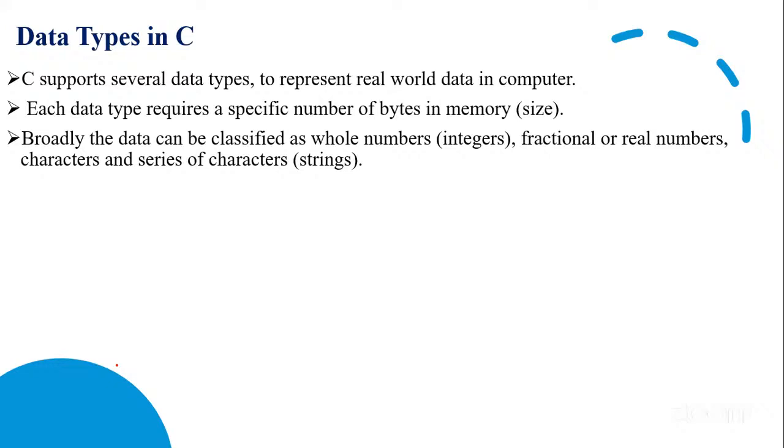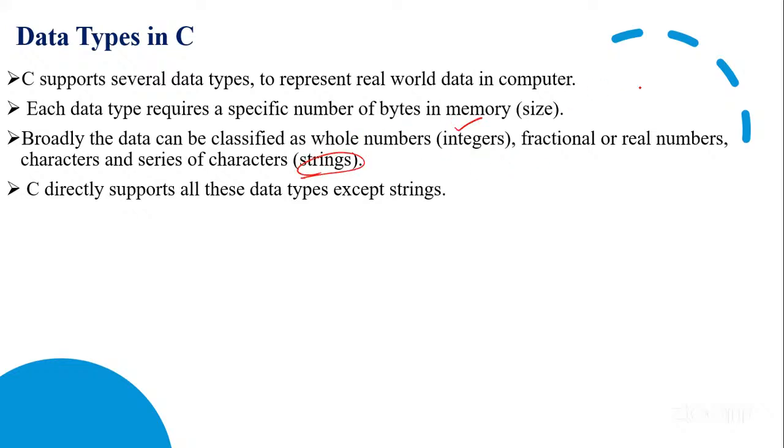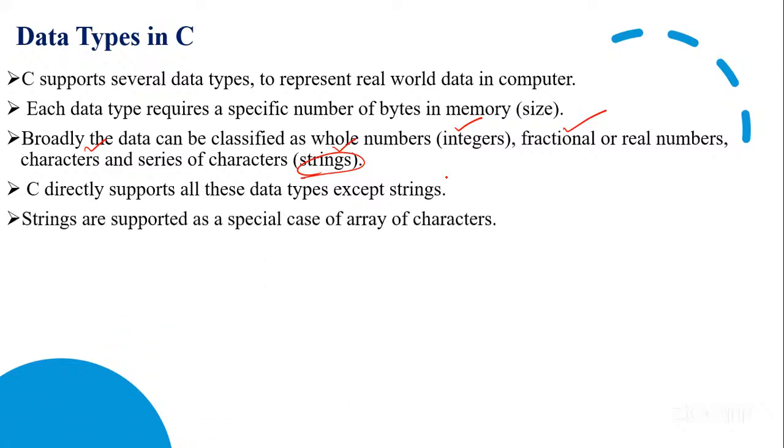If you declare a particular data type, it occupies some size of memory. So broadly the data can be classified as whole numbers called integers, fractional numbers or real numbers, and characters and series of characters that is called strings. C directly supports all these data types except strings. It will not support the strings directly. It will support integers. Directly it will support fractionals, decimals. Directly it will support characters. It will also support strings, but not directly. That we will come to know in the upcoming classes. So strings are supported as a special case of arrays of characters.